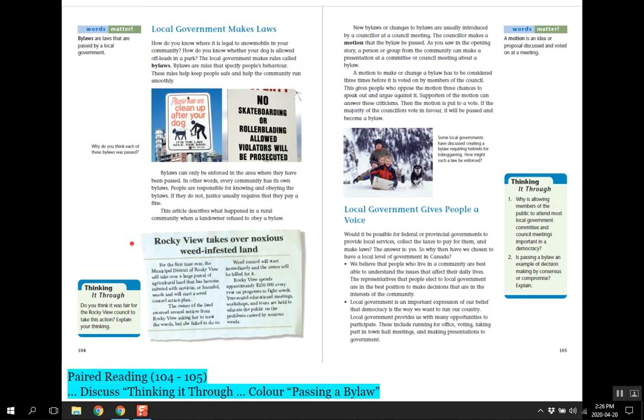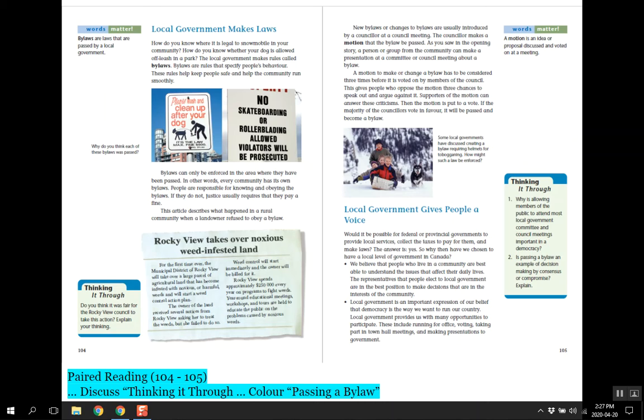Rocky View takes over noxious weed-infested land. For the first time ever, the Municipal District of Rocky View will take over a large parcel of agricultural land that has become infested with noxious or harmful weeds and will start a weed control plan.